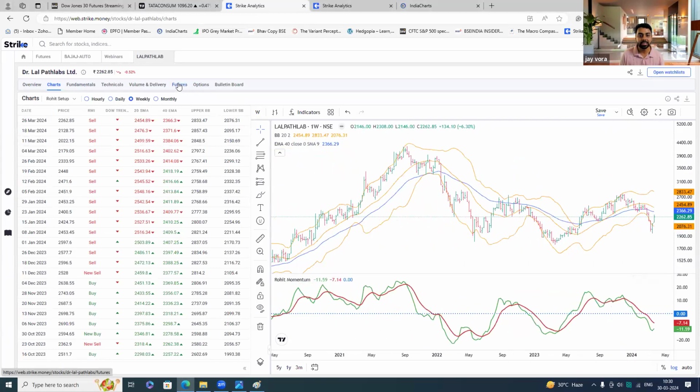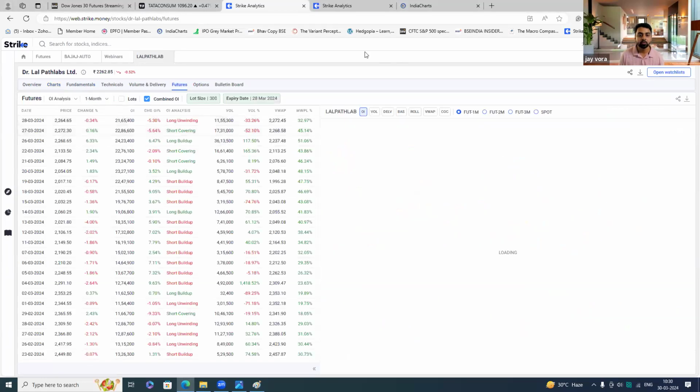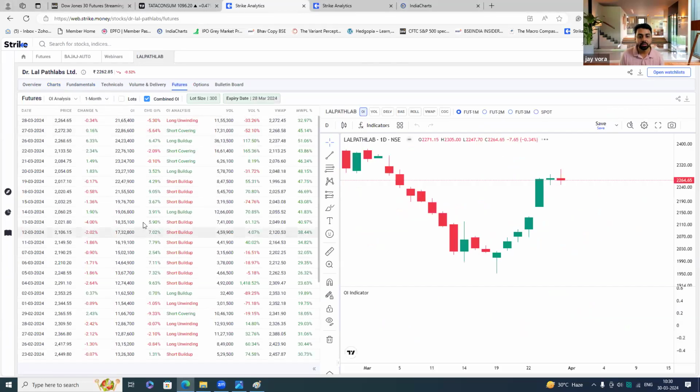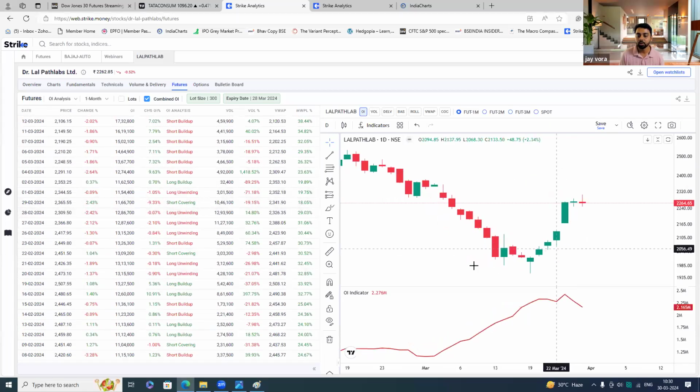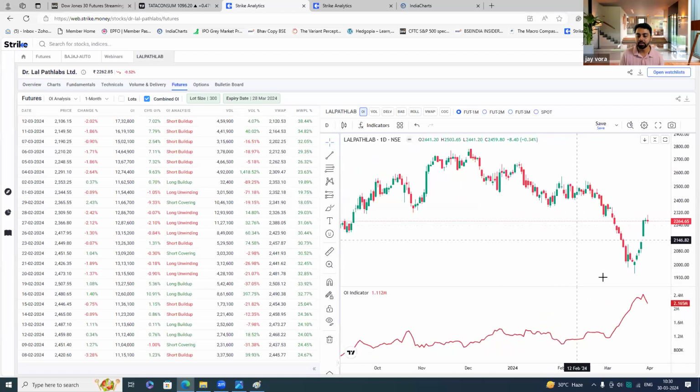Now, when you try to figure out where exactly the shorting has happened, for that we have actually given the data over here on the left hand side, and what you actually see is the chart on the right hand side. So you can see over here that the open interest has started surging from 2nd of May specifically.